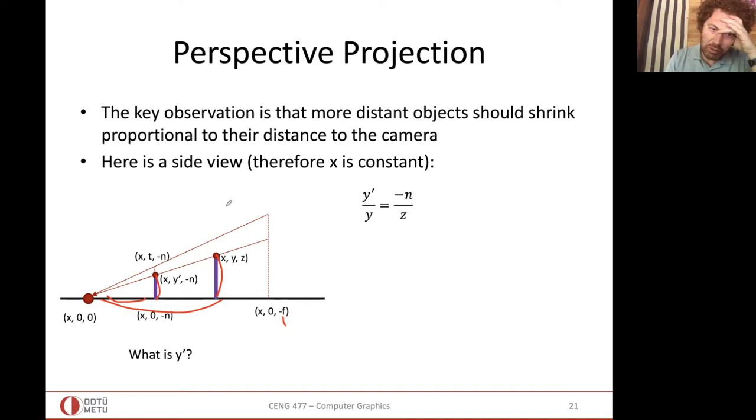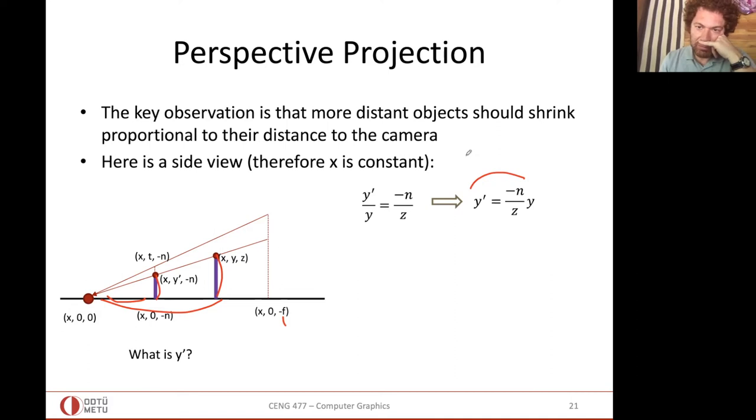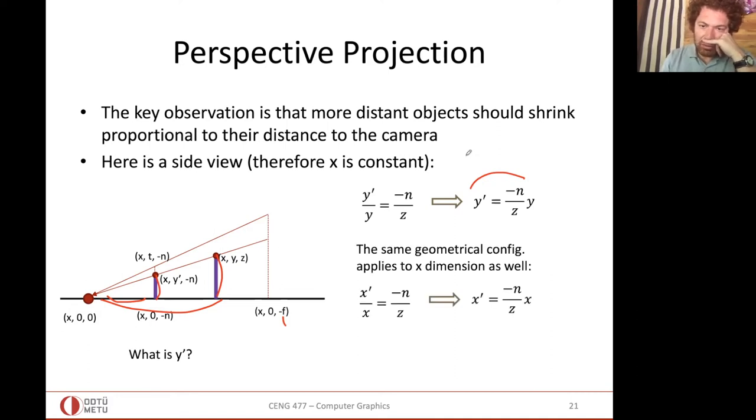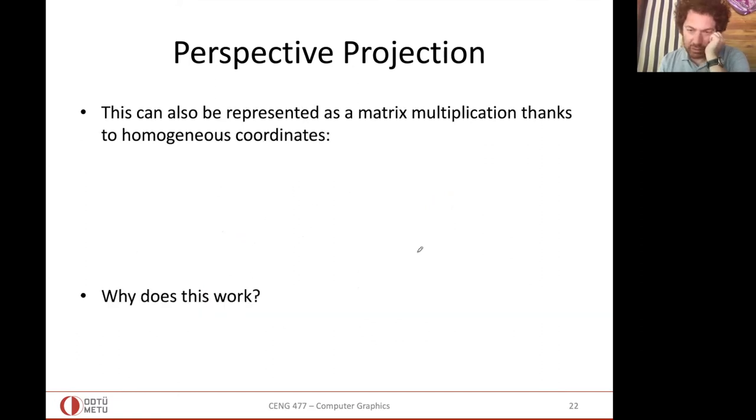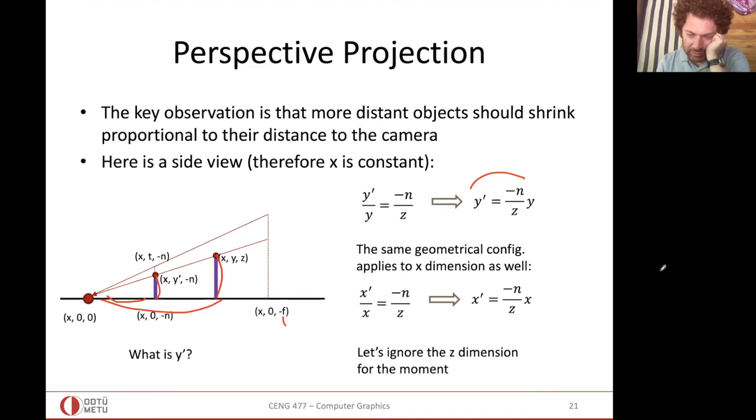And since I am looking at the cross section, the x doesn't change. I'm just focusing on the height issue. That's why you will see only the y prime changing. Yeah, so that would give you this equation, actually, if you multiply both sides by y. Y prime is this, and similarly, if you look at a different cross section, you will get the X prime by this. So now, again, I will talk about Z prime later.